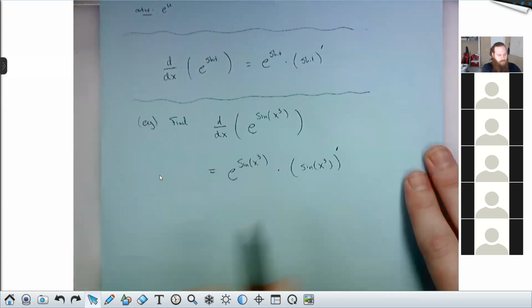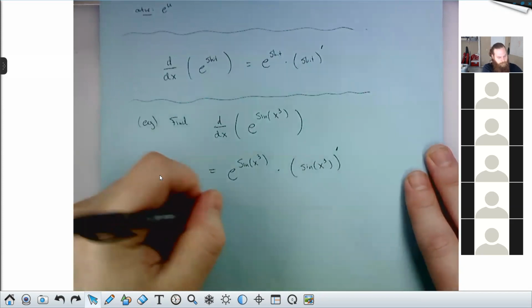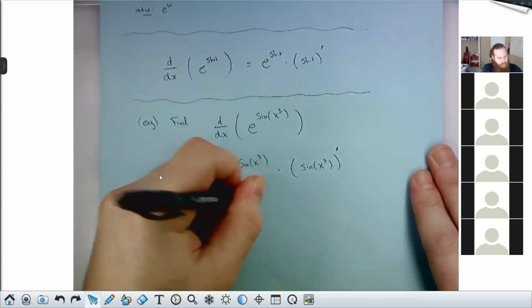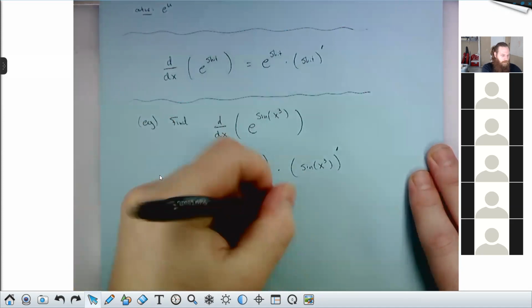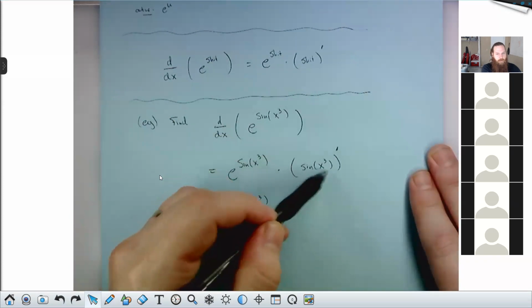The challenge here is that this is no longer a straightforward derivative. This also requires the chain rule. So this is e raised to the power of sine x cubed. And now here I need a chain rule. What is the derivative of sine of x cubed?